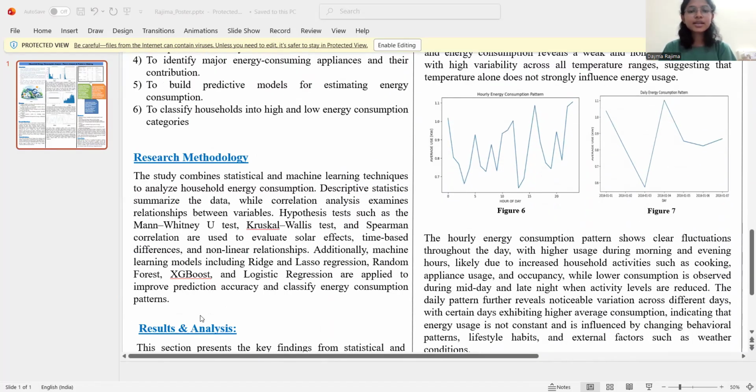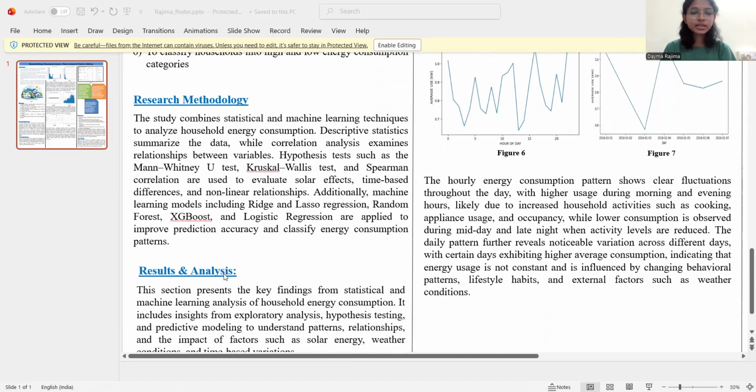Research methodology. The study combines statistical and machine learning techniques to analyze household energy consumption. Descriptive statistics summarize the data, while correlation analysis examines the relationship between the variables. Hypothesis testing such as the Mann-Whitney U test, Kruskal-Wallis test, and Spearman correlation are used to evaluate solar effect, time-based differences, and nonlinear relationships. Additionally, machine learning models including ridge and lasso regression, random forest, extreme gradient boost, and logistic regression are applied to improve prediction accuracy and classify energy consumption patterns.